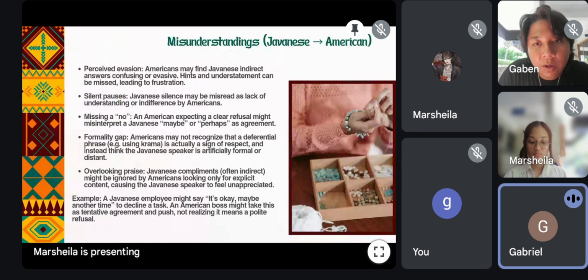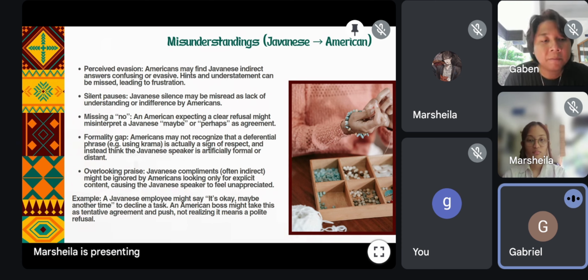Okay, so now we're going to talk about misunderstandings from Japanese to Americans. There is the perceived evasion, where Americans may find Japanese indirect answers confusing or evasive. Hints and understatements can be missed, and it can lead to frustration. There are also silent pauses, where Japanese silence may be misread by Americans as lack of understanding or indifference.